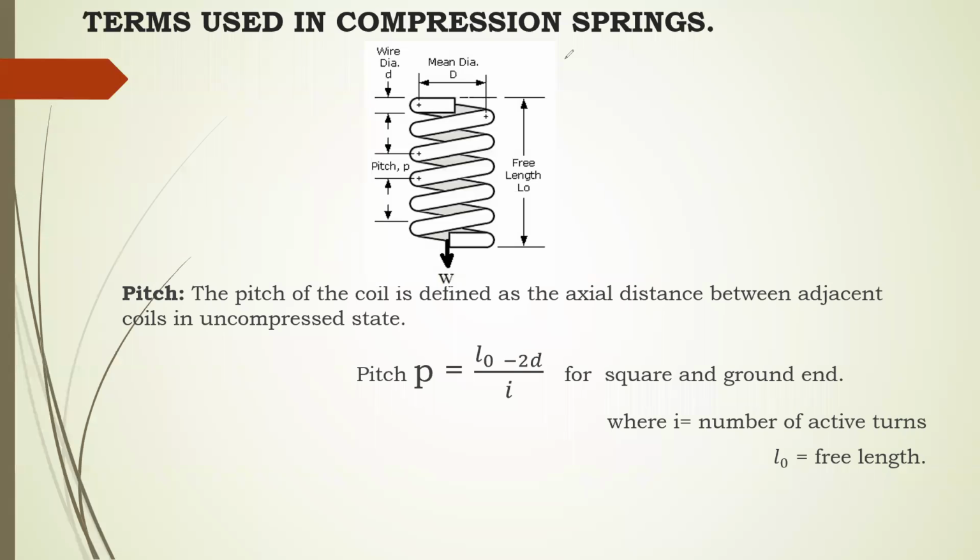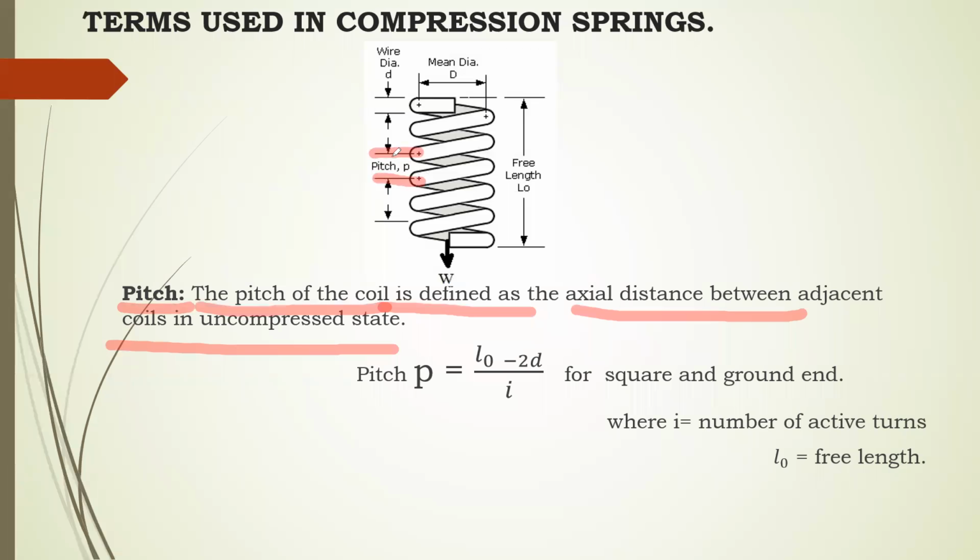Now, the next definition is pitch. What is pitch? The pitch of the coil is defined as the axial distance between adjacent coils in the uncompressed state. Let's consider a spring that has no load applied. Whatever gap we have between two adjacent coils, from one point to the same point on the next coil, that is called pitch.